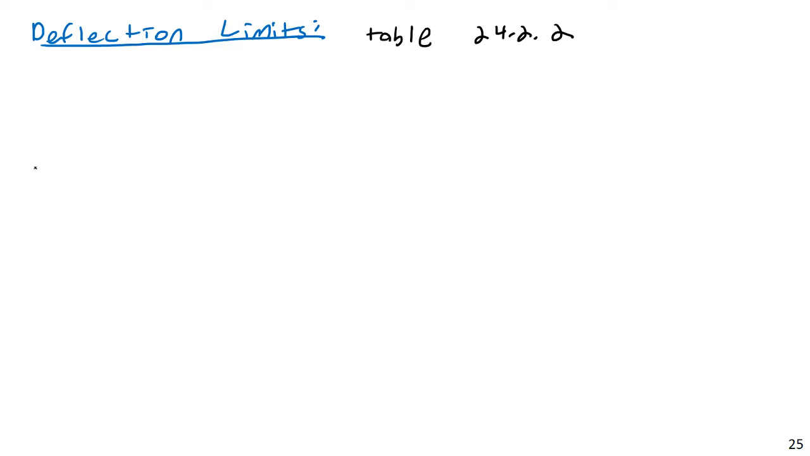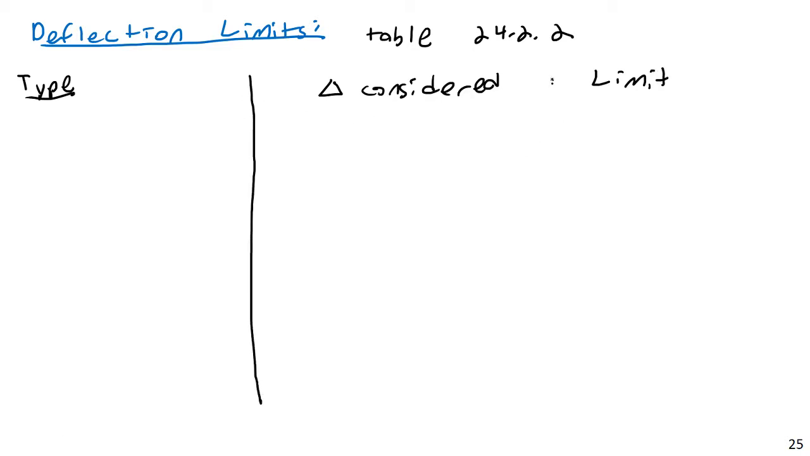And so here, there is a term that we're going to use. Basically, I'm going to sort of simplify this table a bit, and it depends on a few things: the type of element, the deflection considered, and the limit. And so let me just kind of go down here. And I'm going to use some rough abbreviations for this.